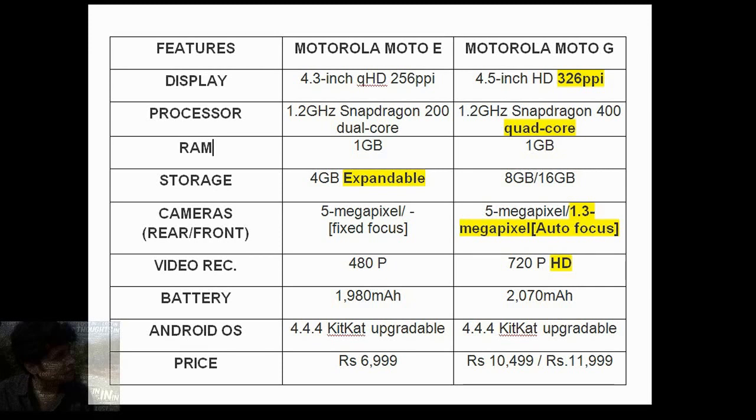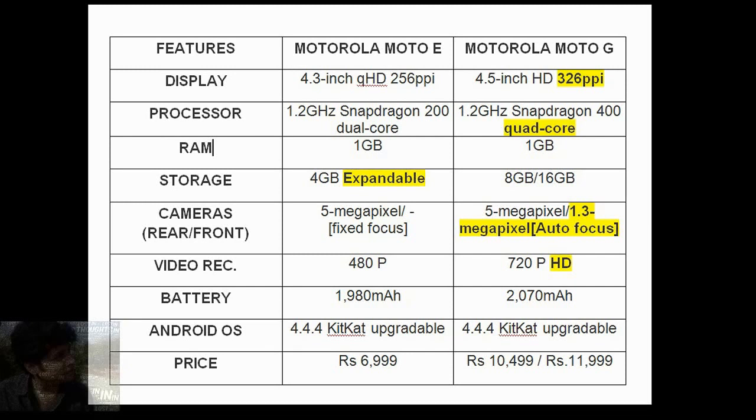The processor, on the other hand, Moto E has a dual core processor and Moto G has a quad core processor, and Moto G's processor is also outstanding in front of Moto E. The RAM, both have a similar RAM, so that is not a matter of consideration here.